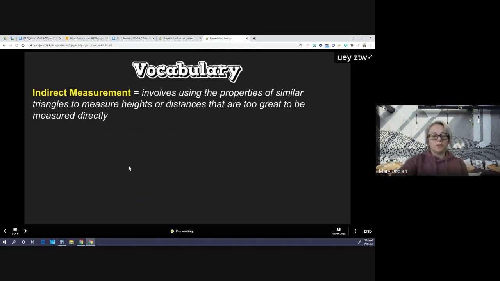Vocabulary. Only one new term here. Indirect measurement involves using the properties of similar triangles to measure heights or distances that are too great to be measured directly. So these are the types of real life situations that similar triangles can help us figure out, when measurements are too large to just get a tape measure or a ruler and measure them.